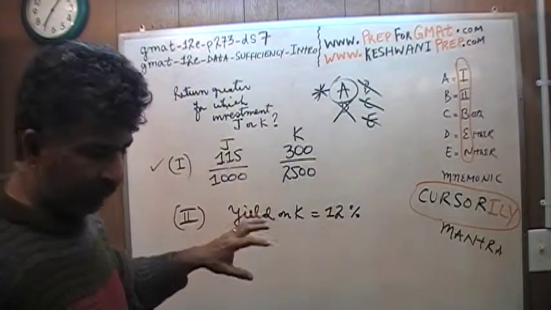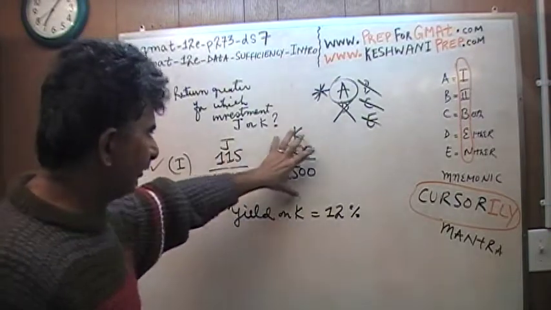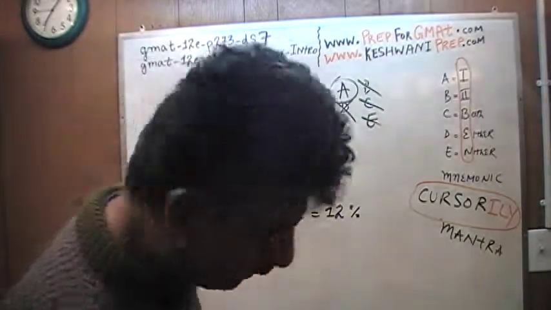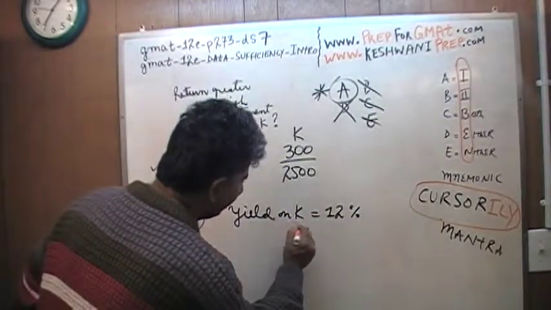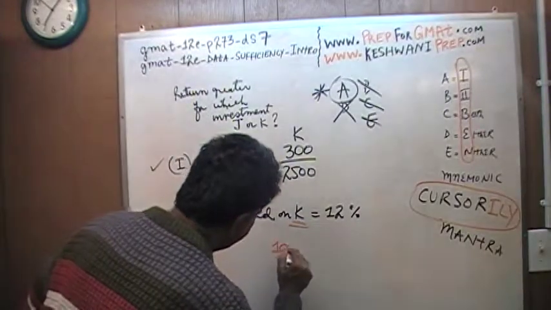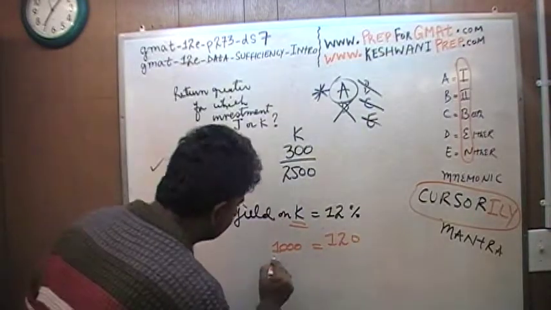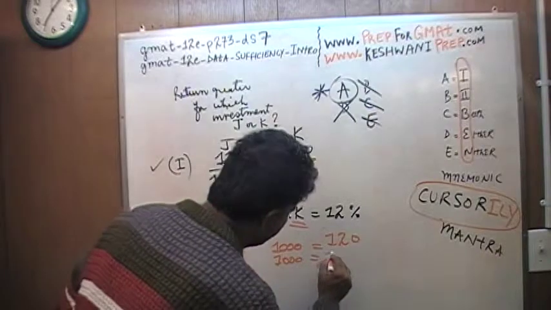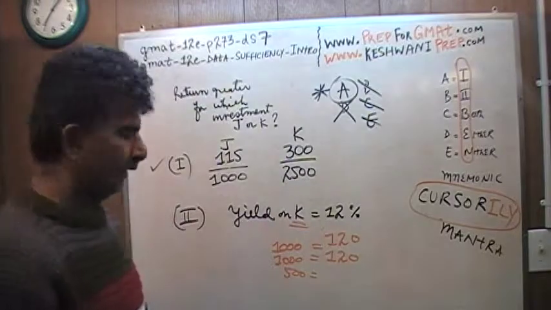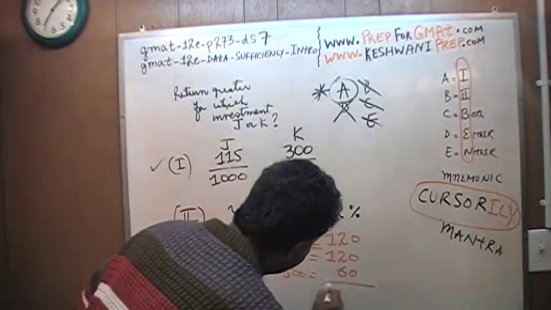In other words, if we found out that the yield here is bigger than here, then whatever the difference is, whatever this precise percentage is, that's exactly what's going to work out here. I'm going to show you in a second. Look at what they tell you about K. They tell me the return on K is 12%. If it's 12%, then on $1,000, 12% is $120. Another $1,000 would be another $120, and another $500 will yield you 60.